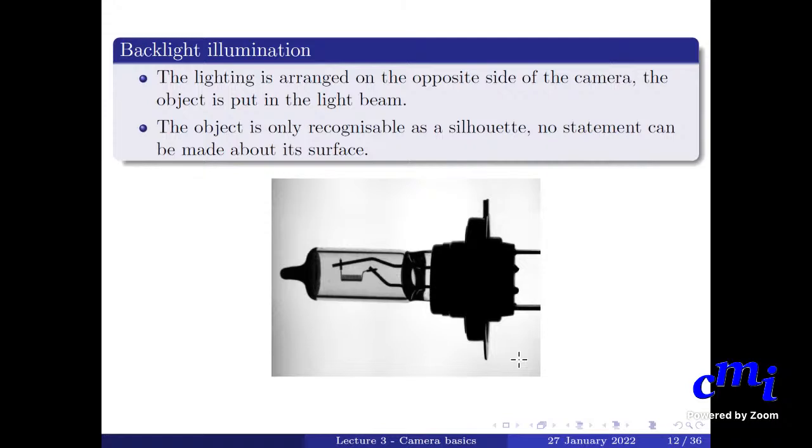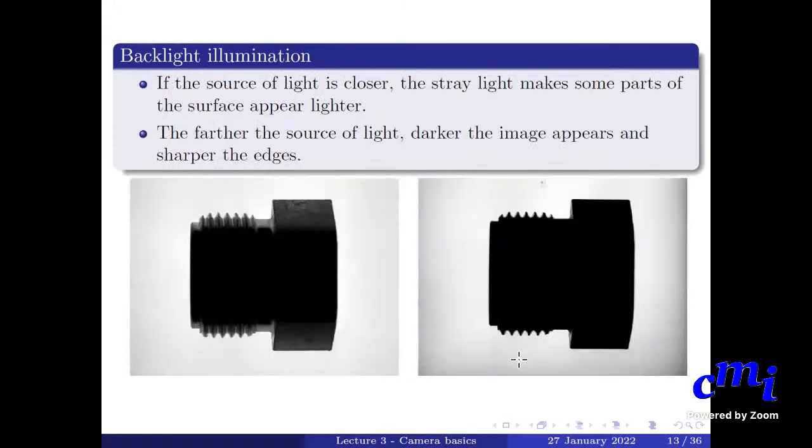Okay. There are two kinds of backlight illumination. One is if the source of light is closer to the object, you will get something like this left hand side. Okay, because what happens is that the excess or the diffuse light from that closer source of light spreads to the other parts of the object. Okay, so on the other hand, if your source of light is farther away from the object, then the edges appear much clearer or sharper. Okay, so this is backlight illumination.